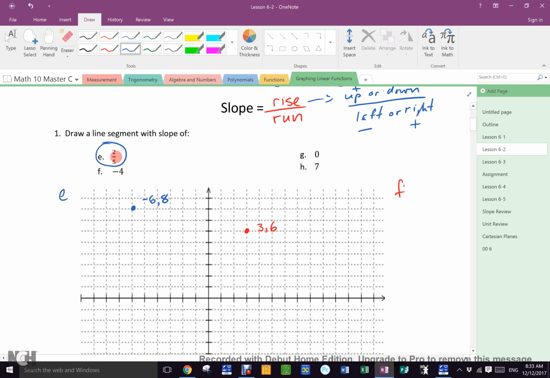Now, to keep this positive, what direction must I go for my run now? To the negative direction. 1, 2, 3, 4. Oh, I can't do that either. So I'm in trouble here, aren't I? So I'm going to go down 2 and left 1, 2, 3, 4, and I'm just going to add a dot out here. Now, everybody should have been able to do that, and everybody should have a slope that looks like that.